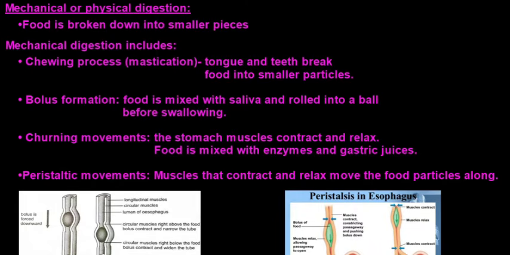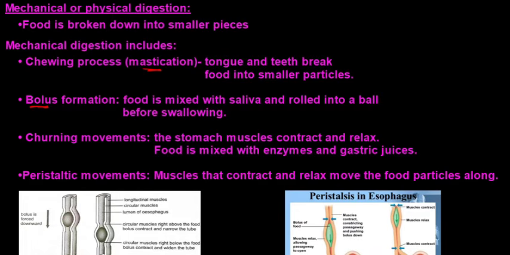This type of digestion includes the chewing process, also known as mastication. Here the tongue and the teeth break food into smaller particles. Then the bolus formation, which is when food is mixed with saliva and rolled into a ball before swallowing. It's very important to know that name. When food is swallowed, that ball shape that it is taken up in is called the bolus.